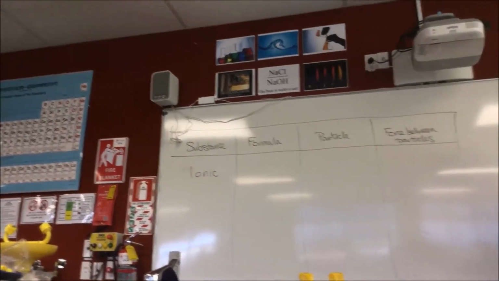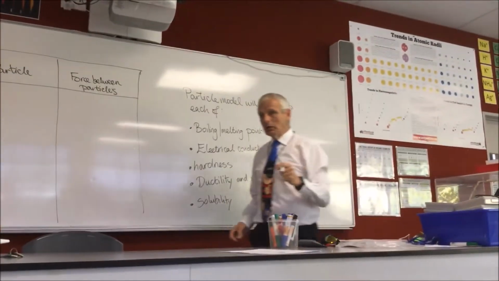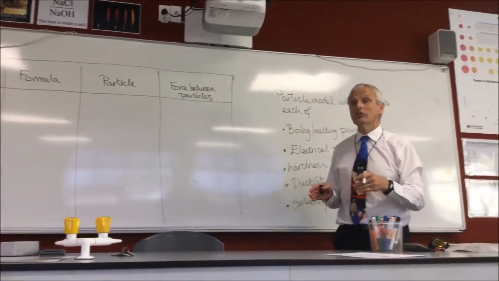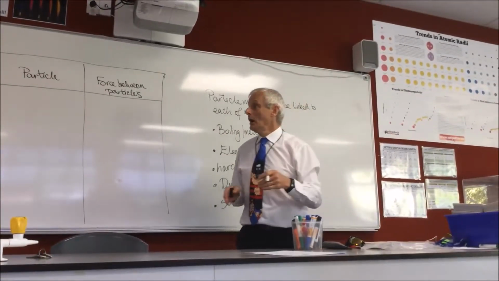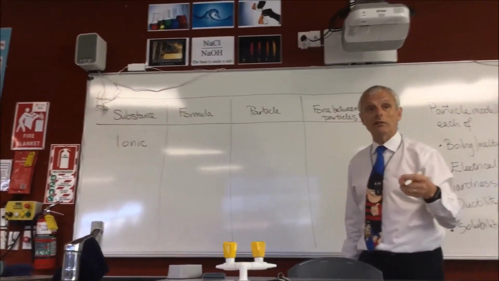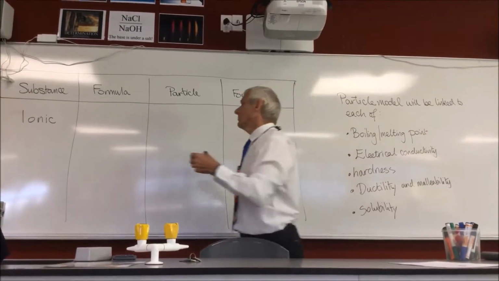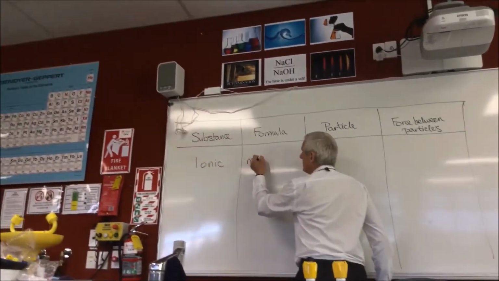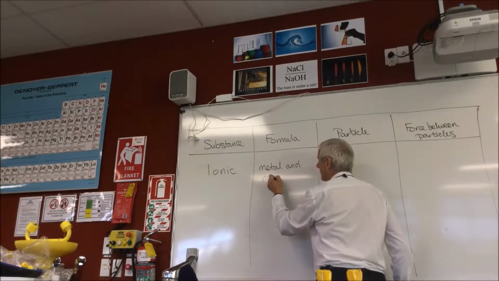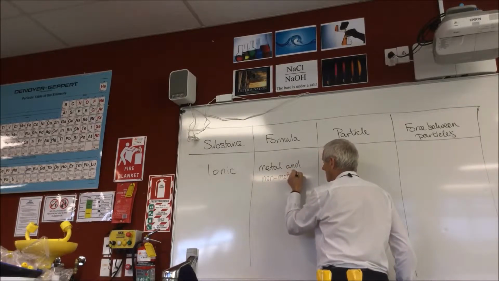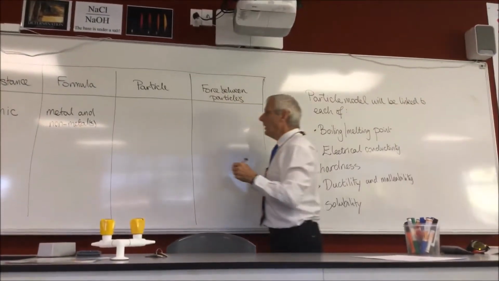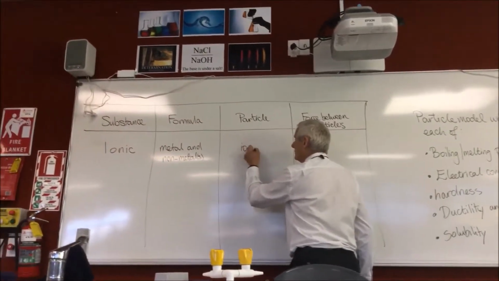And the way you can tell the type of particle is by looking at the formula, the chemical formula. So your first port of call is always look at that chemical formula. And ionic substances always have in their formula at least one metal and one or more non-metals. Okay, so if the formula contains a metal and a non-metal, okay, it's ionic. And the particle we're dealing with is ions.